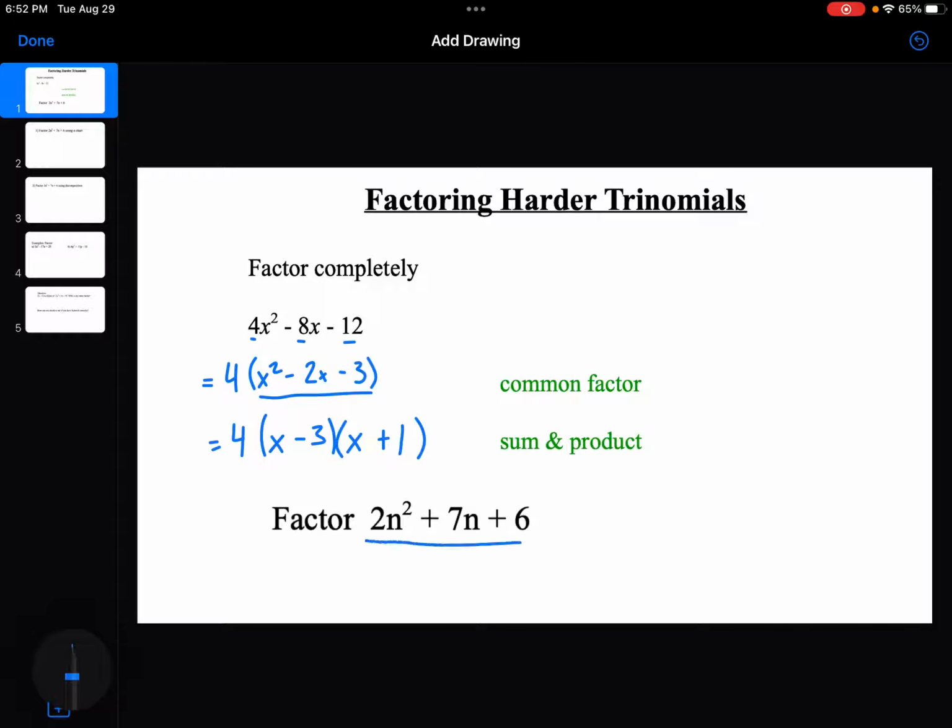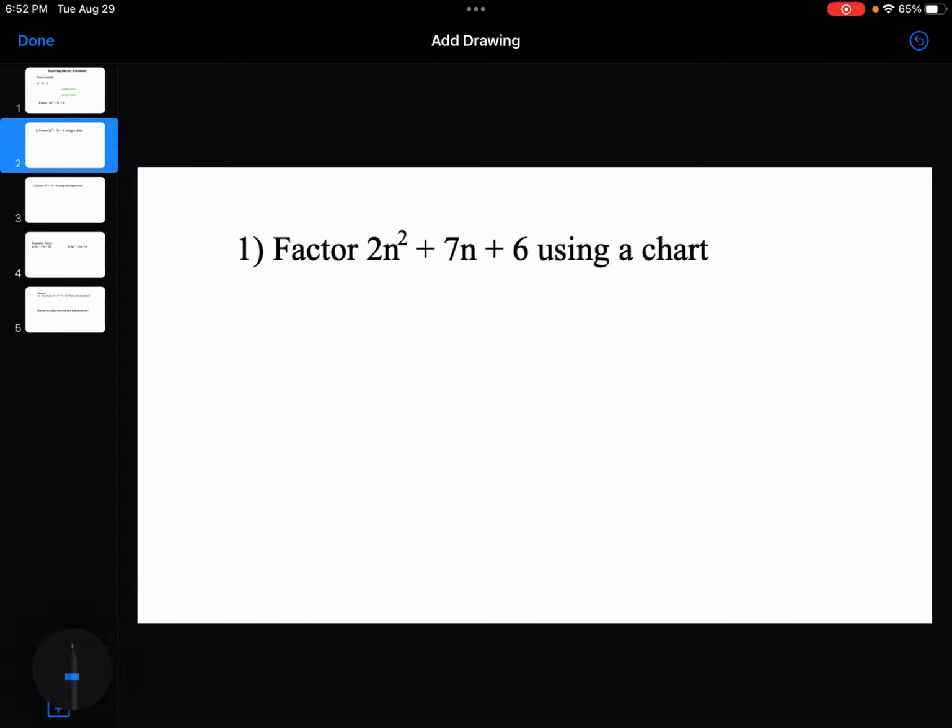But what if we're given something like this, where we have a 2 which divides into 6, but it doesn't divide into 7. So in that case, we can't do this common factoring method. We need to come up with something else. So the two most common things that we're going to look at are an AC chart and decomposition.